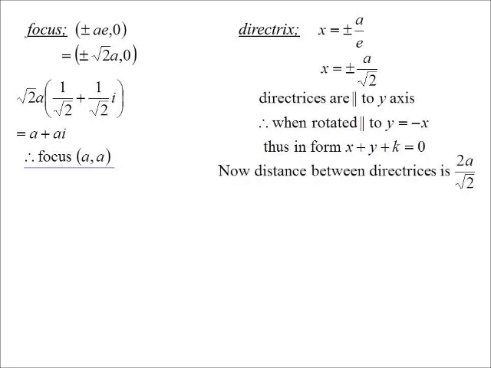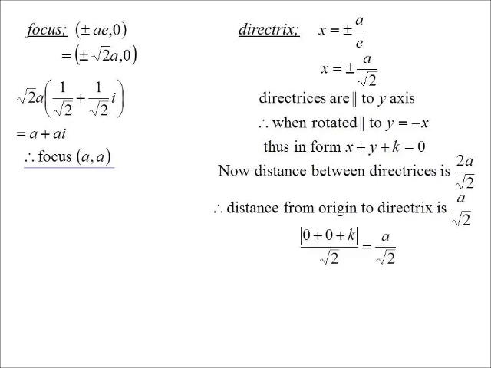We know the distance between the two directrices will be 2a on root 2, because each one was a on root 2. Now when I rotate it, that distance is not changing. So I know that the distance from the origin to the directrix is a on root 2. Even when I rotate it, it's still a on root 2. Well, I can use the perpendicular distance formula then. And so that perpendicular distance must be a on root 2. And I'm going from the origin, so the x and the y become 0. And I just get the absolute value of k on root 2 is a on root 2.